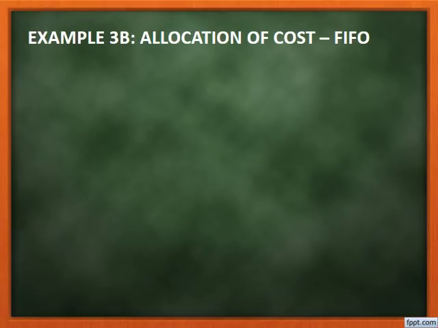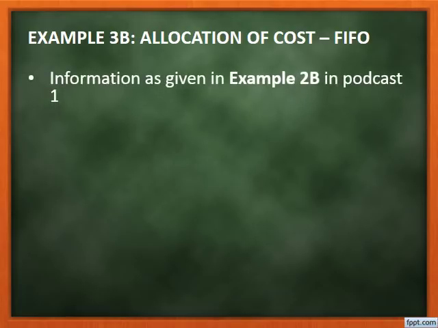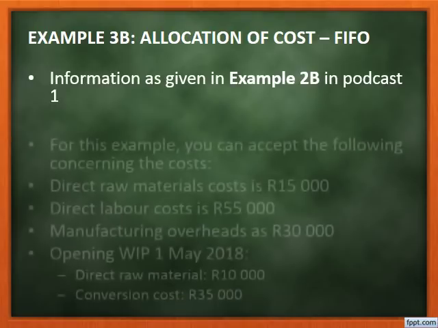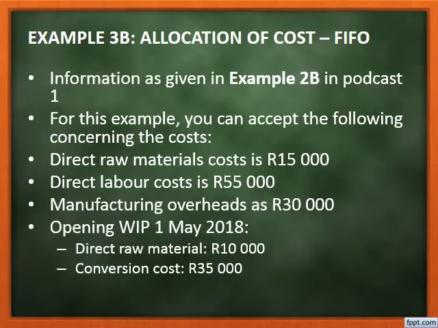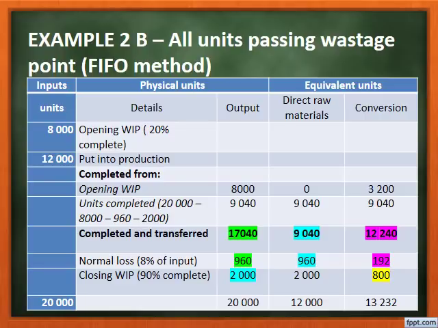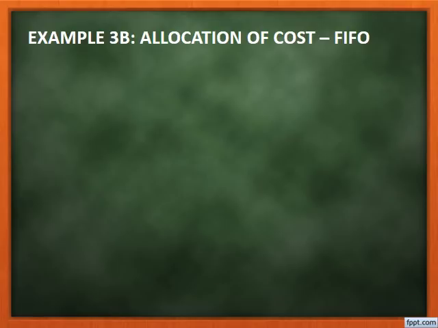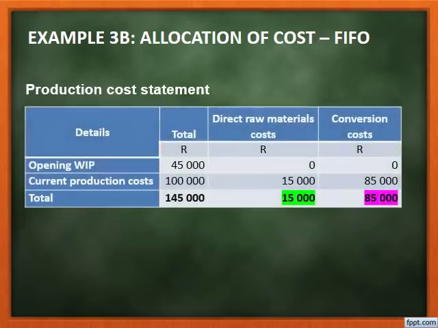So how will this differ when we are using the first in, first out method? By using the same information as given in example 2b in podcast 1, the quantity statement will be completed as follows. Here is your quantity statement as completed in example 2b in podcast 1. The production cost statement will be as follows.